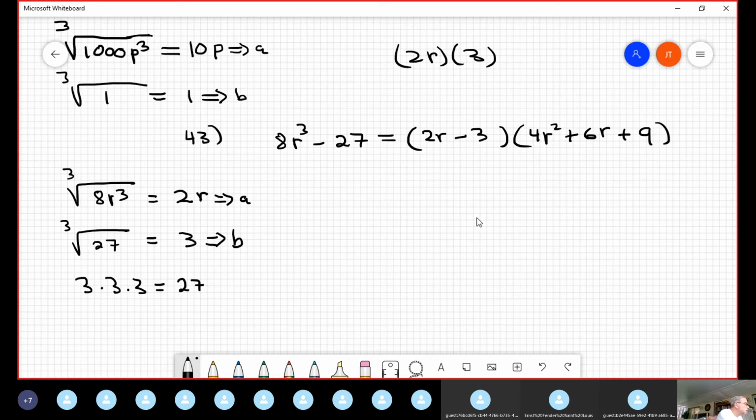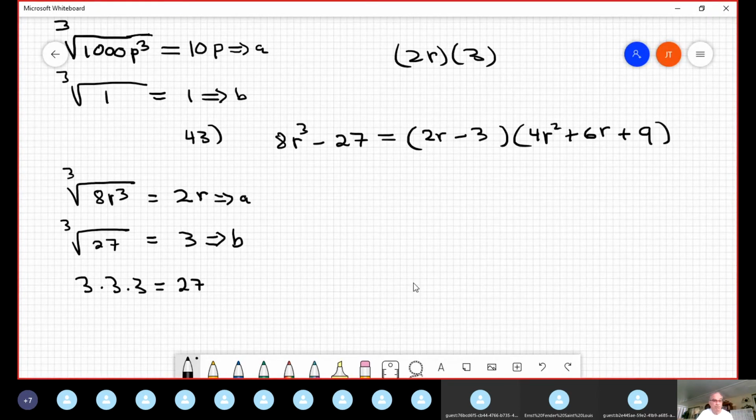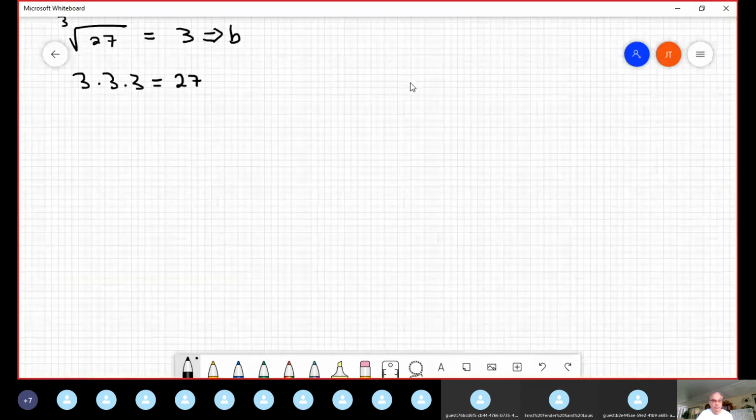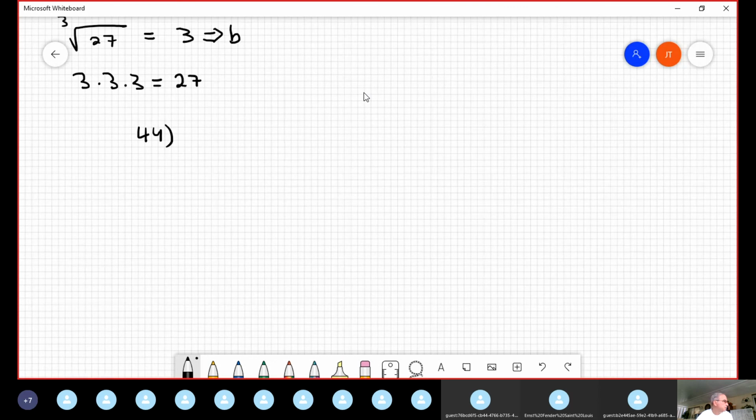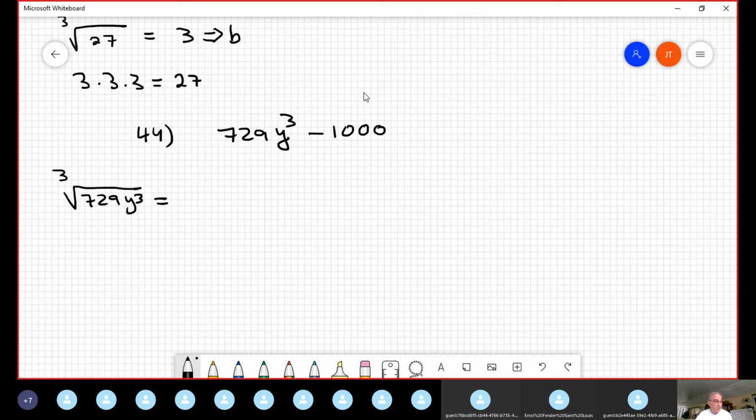Final answer. That was 43. Now 44. It's more complicated. 44 is, wow, 729 y cubed minus 1000. So I need to investigate the cubic root of 729 y cubed. This case is super complicated, no? So I need to use a calculator.